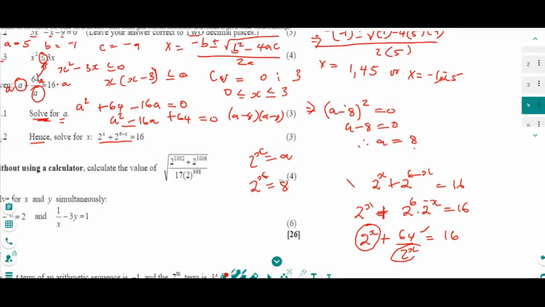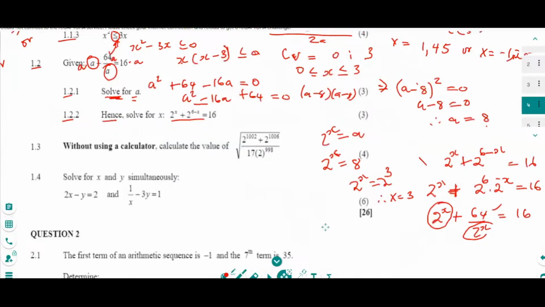Then I can write 8 in exponential format. So that is 2 to the x is equal to 2 to the exponent of 3. Since the bases are the same, the exponents must also be the same. Therefore, our x becomes 3. That is question 1.2.2.